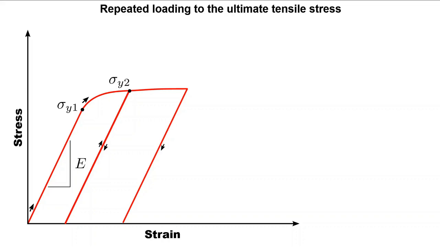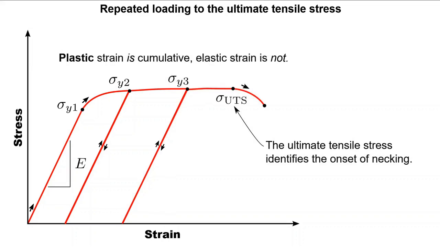If we were to load it once more, plastic strain would be accumulated, and it would yield at sigma y3, approximately at the same magnitude of plastic stress where it last left off. If the deformation were to continue, the stress would carry on increasing slightly to the point of ultimate tensile strength. The ultimate tensile strength is the point where ductility is exhausted, that is, no more plastic strain can be uniformly developed. In a tensile test, this is the point where non-uniform deformation occurs, a phenomenon called necking.